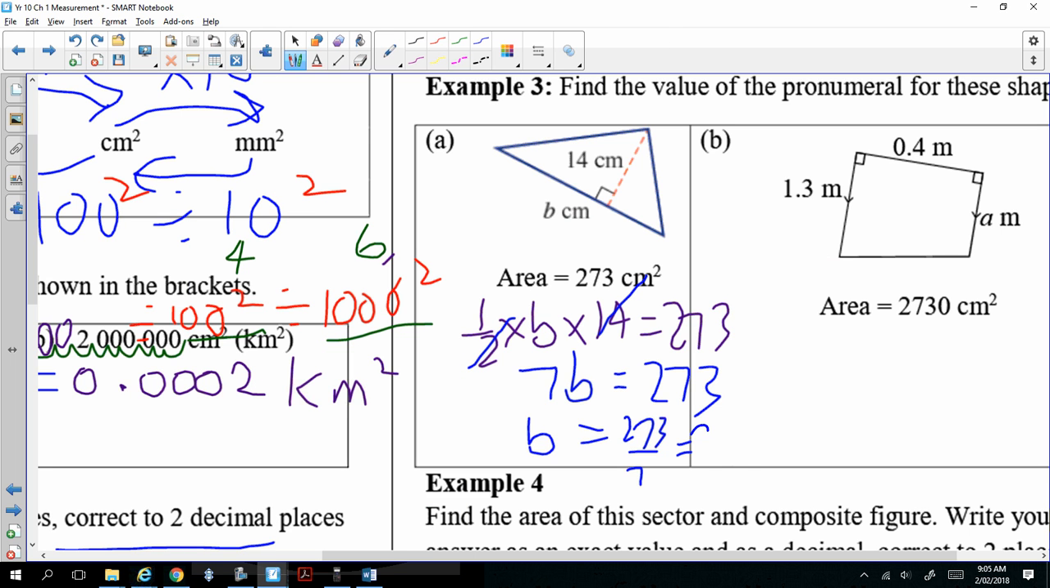Okay. So the hard question involved you to write an equation to solve for a missing pronumeral. And same thing for the next question.